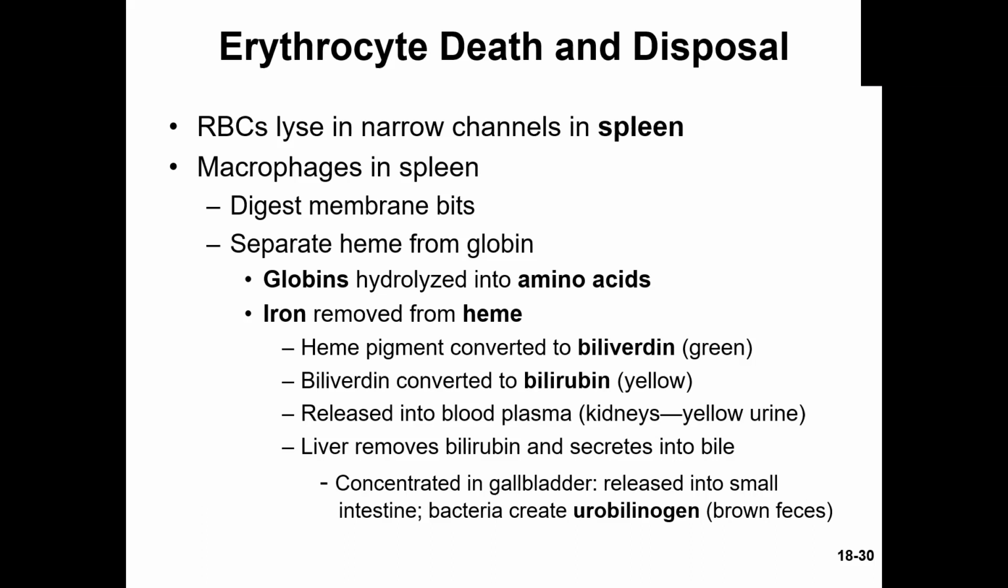This will get released into the blood plasma and will make its way to the kidneys. And this is part of the reason our urine formation and filtration process ends up with yellow urine due to the presence of bilirubin. The liver then will remove bilirubin from circulation and secrete it into the bile. The bile is going to end up in the gallbladder, and then the gallbladder will release this into the first part of the small intestine.